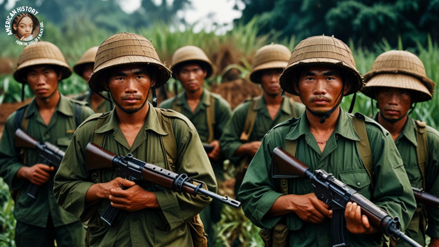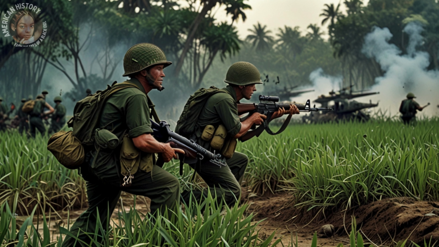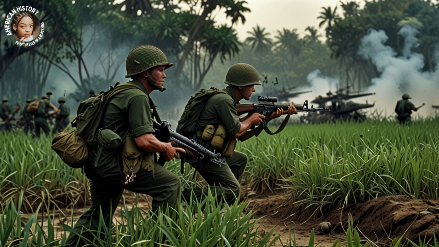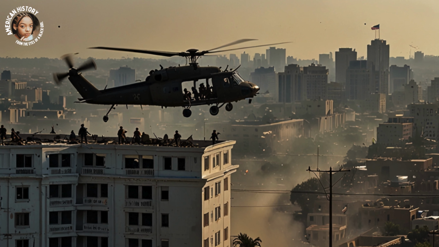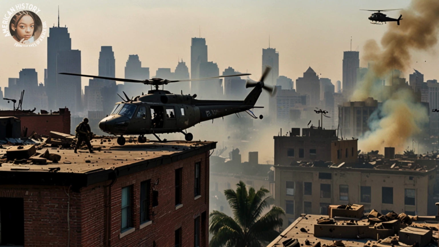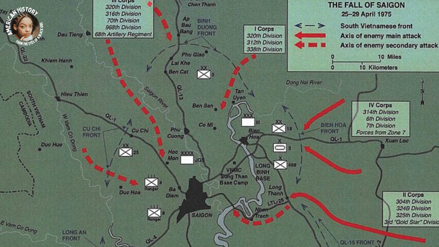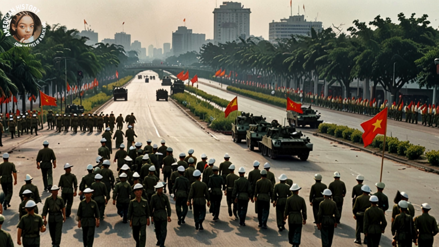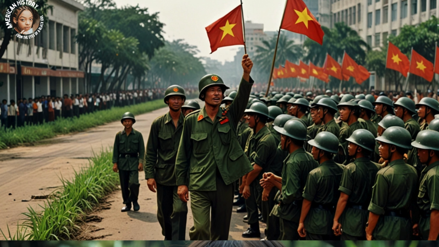South Vietnam, without American help, was unable to resist. Soon, North Vietnamese troops reached Saigon. Chaotic scenes of helicopters evacuating people from rooftops marked the end of American involvement. On April 30, 1975, Saigon fell, and the South Vietnamese government surrendered. Vietnam was reunified under communist rule, and Saigon was renamed Ho Chi Minh City.